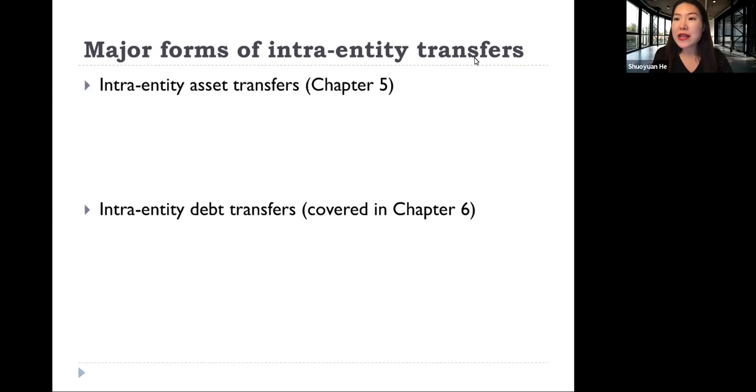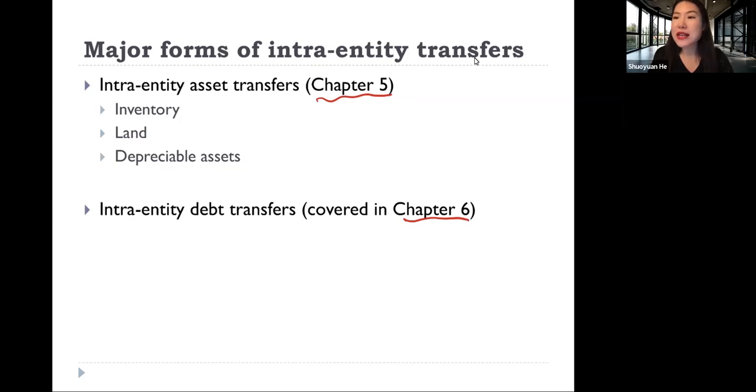With regard to intra-entity transfer, there are two major kinds. One is intra-entity asset transfer, which is covered in Chapter 5 of your textbook. And the other major kind is intra-entity debt transfer, which is covered in Chapter 6 of your textbook. And with regard to intra-entity asset transfer, there are three major kinds.